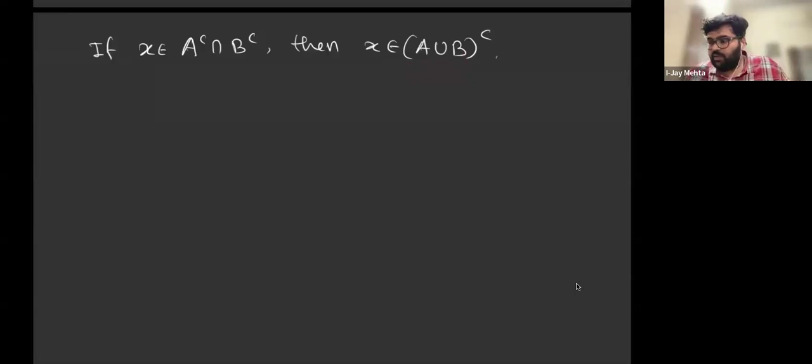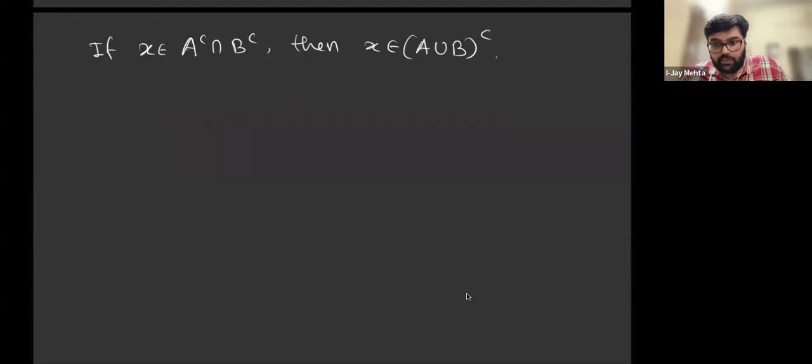See, I'm starting again. So we start with an element X. Let X belongs to A complement intersection B complement. Then what can I say? X belongs to A complement and X belongs to B complement. So what does this mean? X is not in A, X does not belong to A, and X does not belong to B. It is not in A and it is not in B.